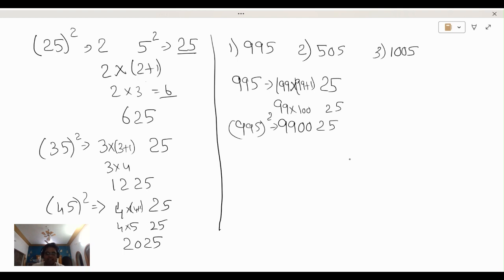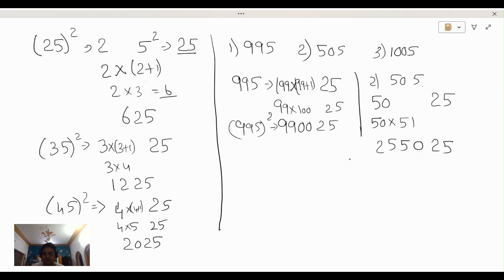Okay. So next we are having 505. The last two digits are 25. Now we have 50 before it, so you have to multiply it as 50 into 51. When you do this, you'll get 2550, and the last digits are 25. So it is 255025. Clear? So this is the answer for 505 square.